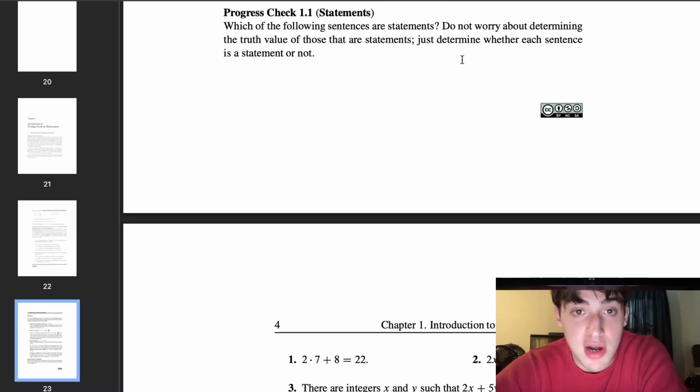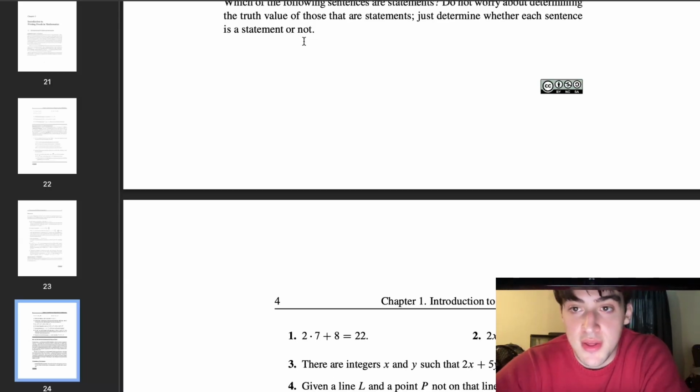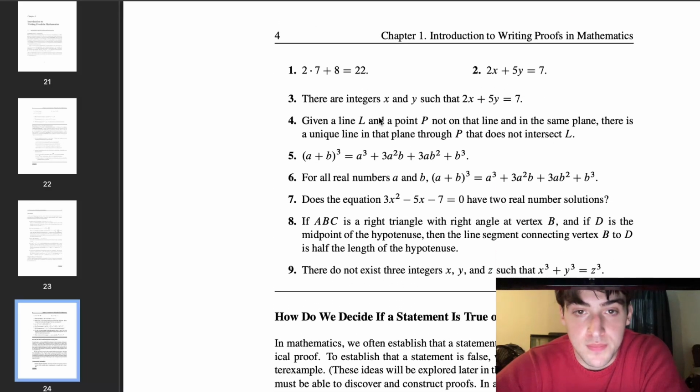Cool. All right, Progress Check 1.1. Bro, I feel like we just did a progress check. Which of the following sentences are statements? Do not worry about determining the truth value of those that are statements. Just determine whether each sentence is a statement or not. Okay. 2 times 7 plus 8 equals 22. This is a statement. Definitely. It's either true or false.